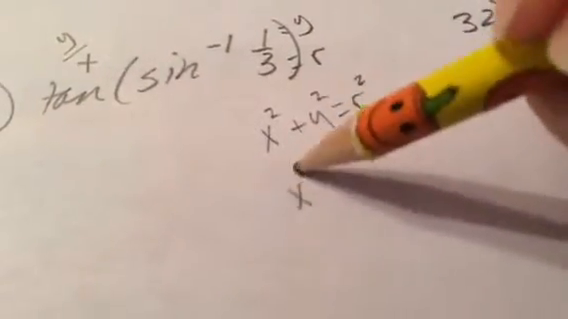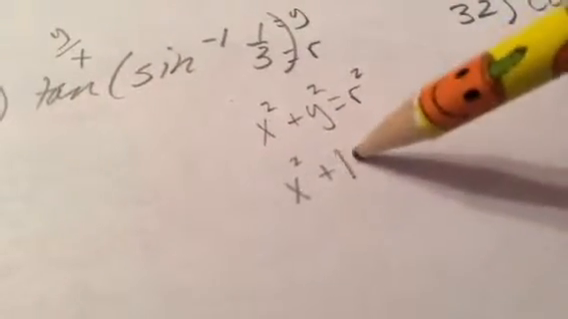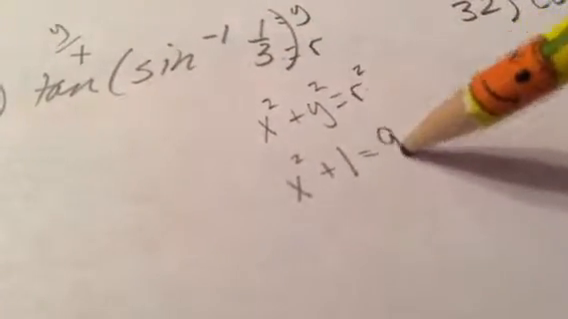So I don't know my x squared. I know my y squared is 1 squared, which is 1, and I know r squared is 3 squared, which is 9.